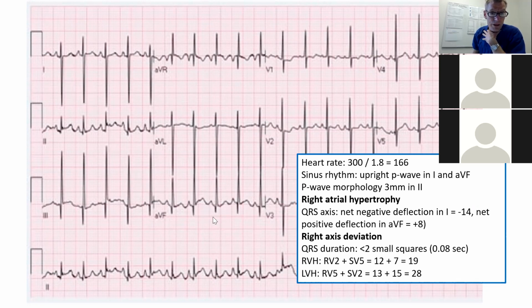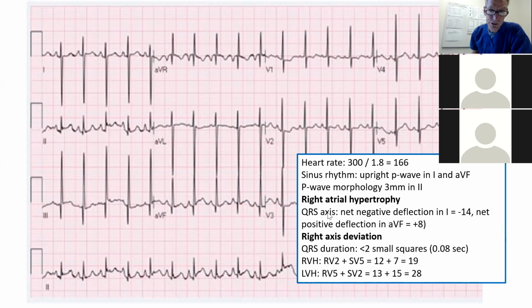And we talked about the P wave morphology. And remember that the P wave morphology should be 2 by 2, isn't it? It's 2 small squares up and 2 small squares wide. And here you can see that there's probably a bit more than 2 small squares up. There's probably 2.5 or 3 small squares up. And so this suggests that there's right atrial hypertrophy there. Which, if you've got obstruction to the right ventricular outflow tract, you'll have both right ventricular hypertrophy and also right atrial hypertrophy.